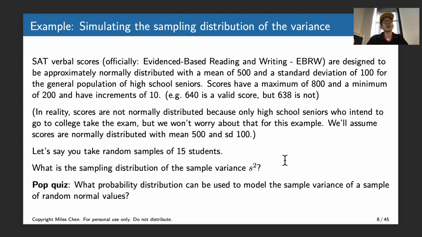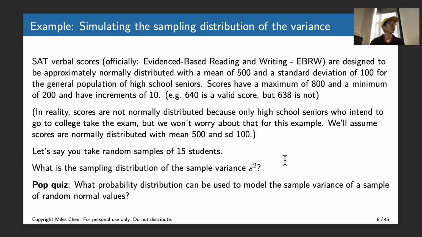And technically, when you look at the actual distribution of scores, they are not normally distributed, because the people who take the SAT are not the general population of senior high school students. It's people who are planning on going to college, which is a different group. But let's say we do take a random sample of 15 random students, and then we ask, what's the sampling distribution of the variance of the samples, the sample variance?